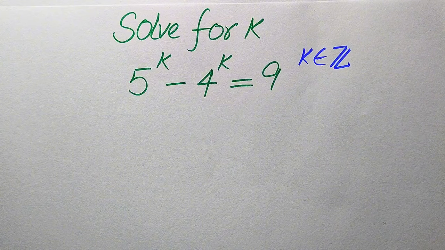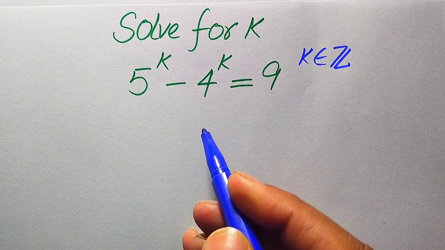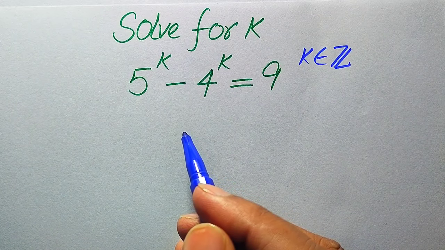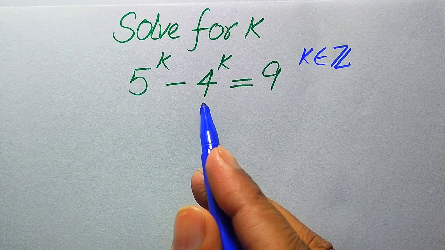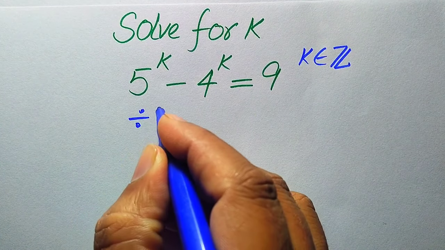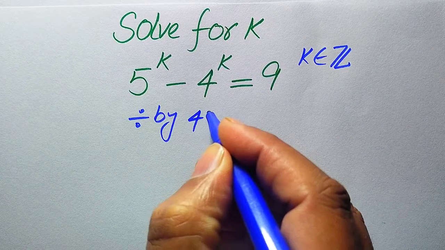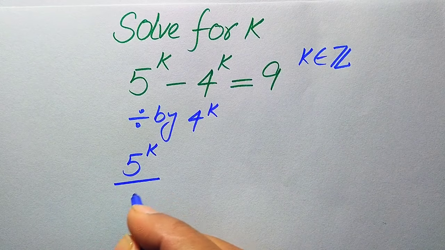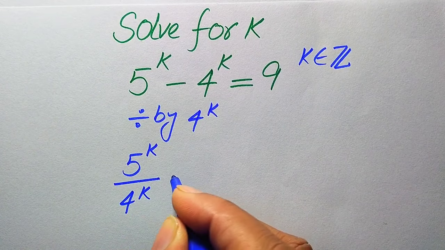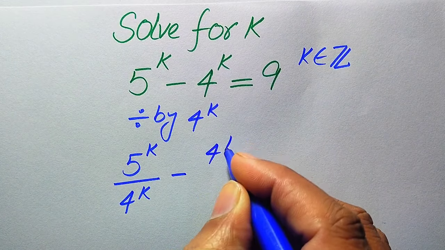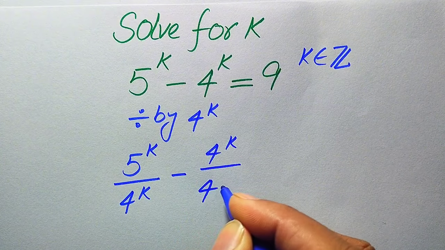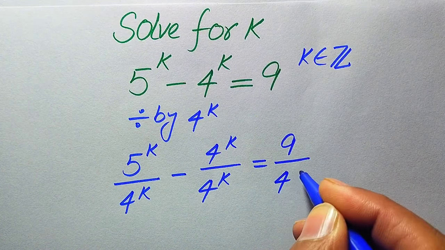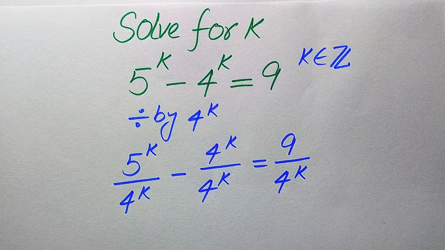Now first you see that this is an exponential equation, and first we divide both sides by 4 to the power of k. When we divide by 4 to the power of k, it will be written as 5 to the power of k divided by 4 to the power of k, minus 4 to the power of k divided by 4 to the power of k, equals 9 divided by 4 to the power of k.